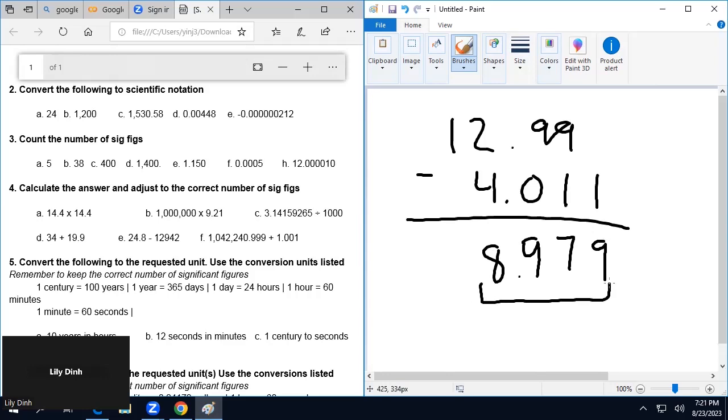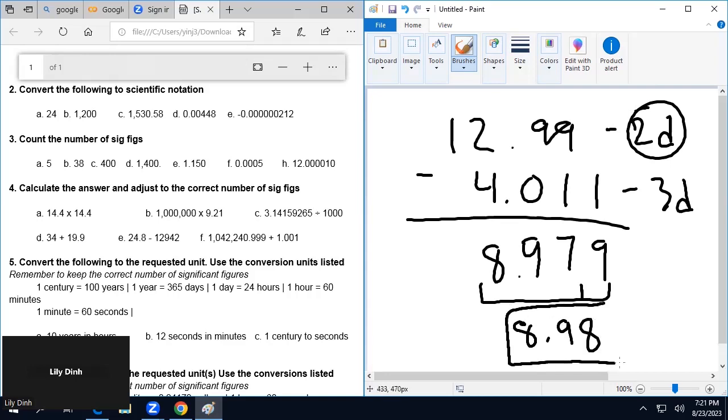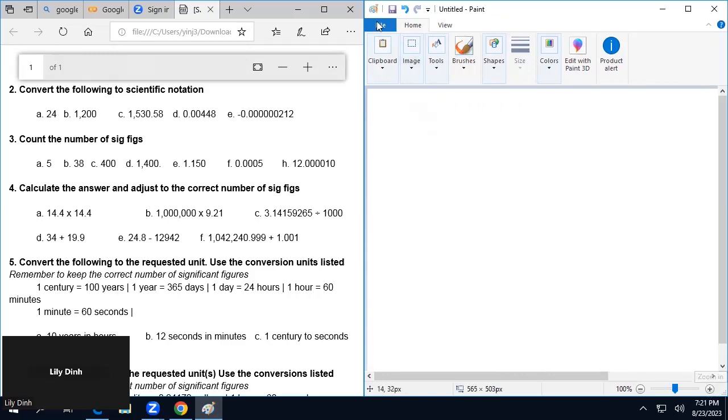So first we count the number of decimals each one has. This one has 2 decimals, and this one has 3 decimals. Which one are we going to go with? 2. That is correct. So if we're going with 2 decimals, this answer will only have 2 decimals, and you'll have to round it to 2 decimals. So this one will be 8.98. Do you understand? Got it. Thank you. Glad I could help.